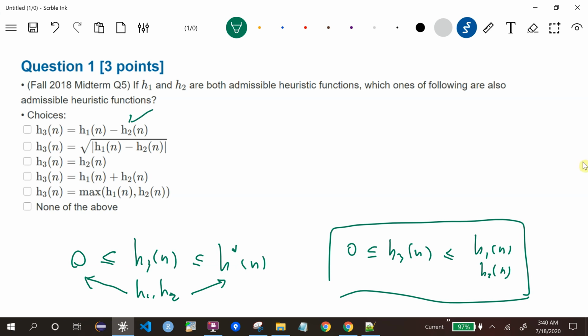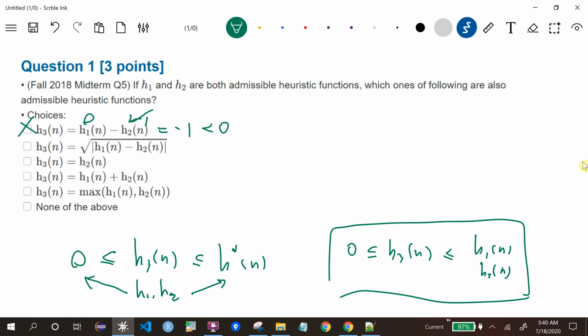Let's look at the first one. The first one, when you have a subtraction in between, then obviously no, because the first one can be 0, the second one can be 1, so it gets to -1 and it's less than 0. So that one is no.